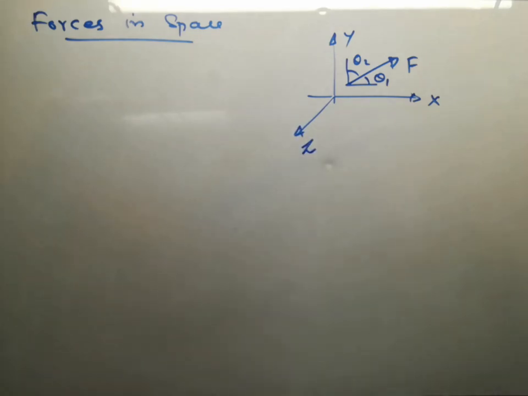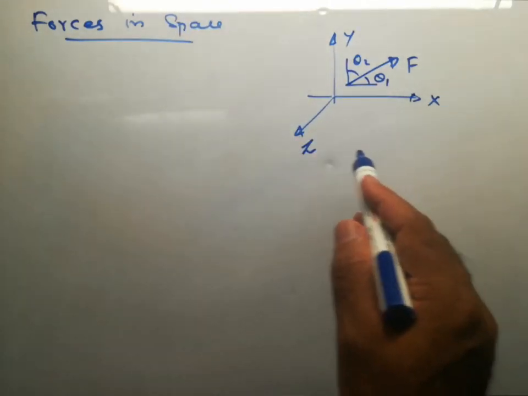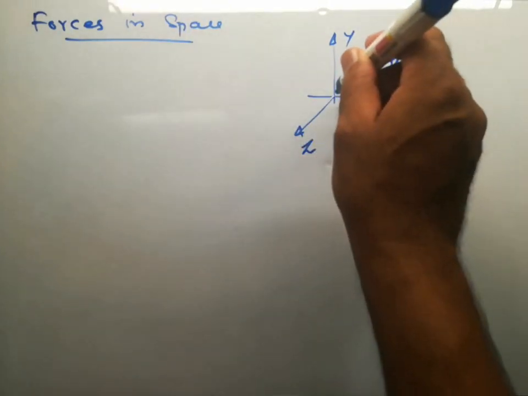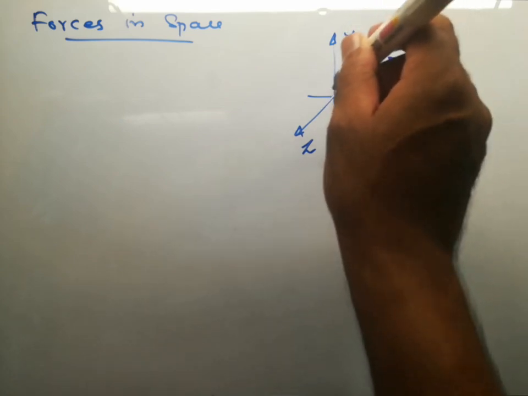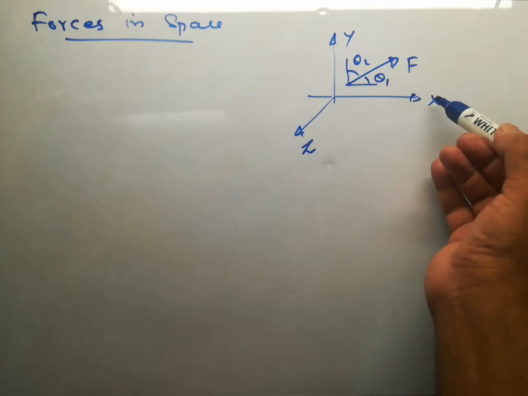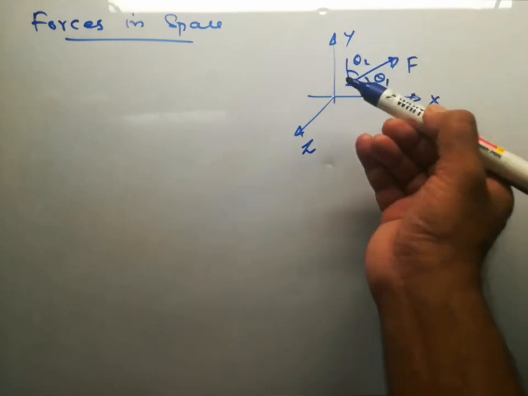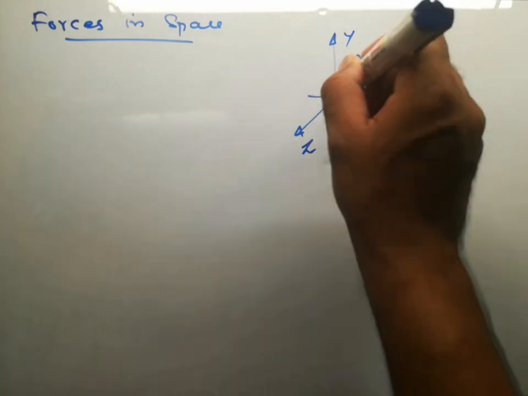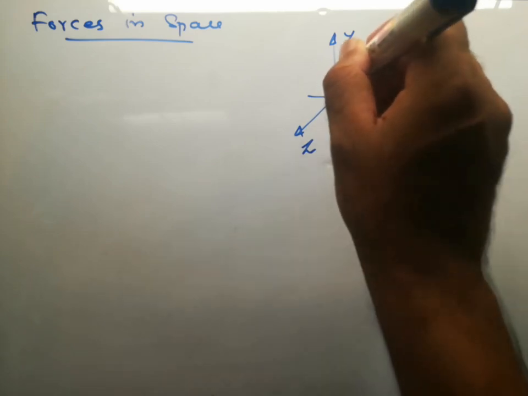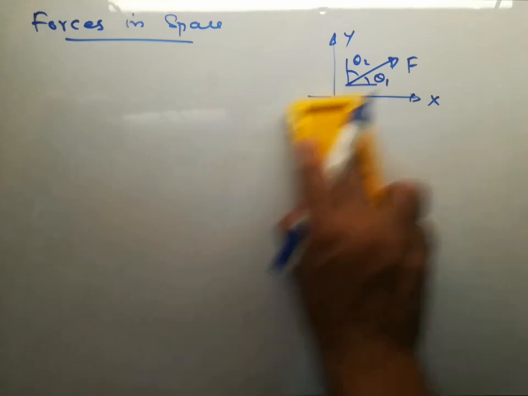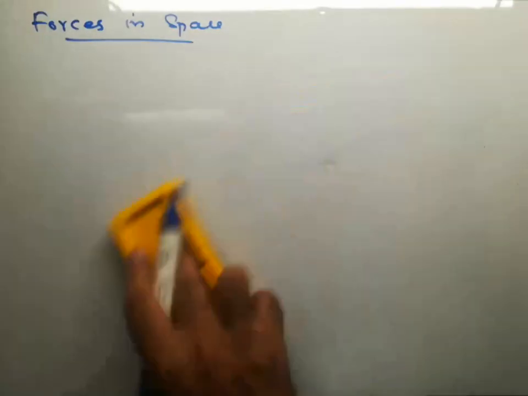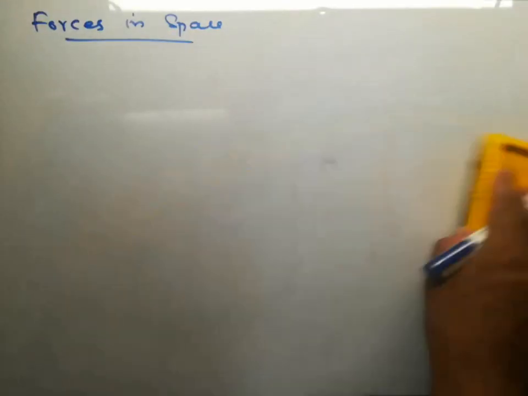Let it be z. If you consider the plane of the board as xy plane, and the axis or coordinate perpendicular to the plane will be the z axis, and this is positive x, this is positive y, and the direction towards us will be positive z. So normally, in most of the cases, the forces will be acting in 3D.